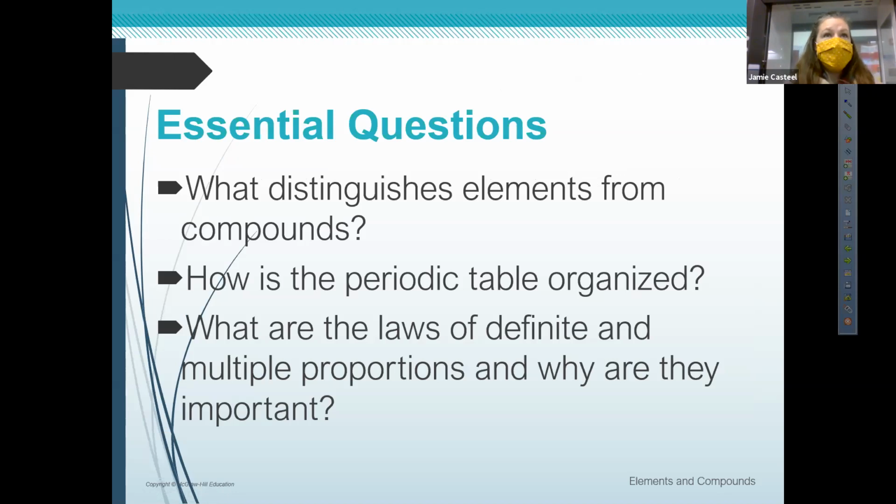First question I'm going to ask you today, what distinguishes elements from compounds? How is your periodic table organized? And what are the laws of definite and multiple proportions, and why are they important? So notice that last question is two parts. What are the laws, and why are they important, okay? So when I ask you about that and you only answer part of it, you're not going to get all the points. You with me? Okay, so let's keep moving forward.